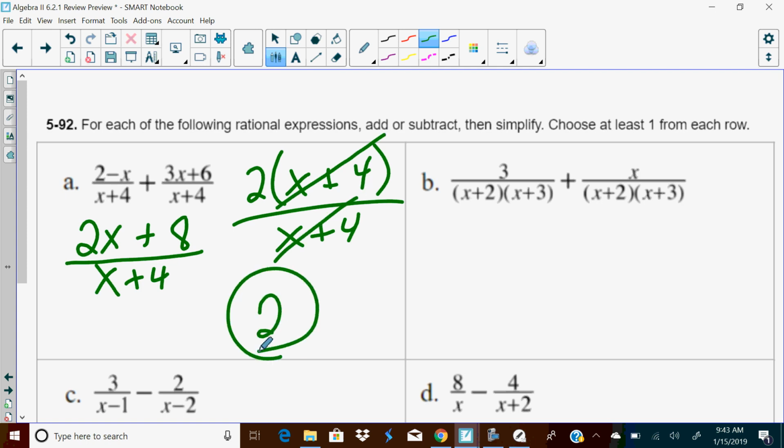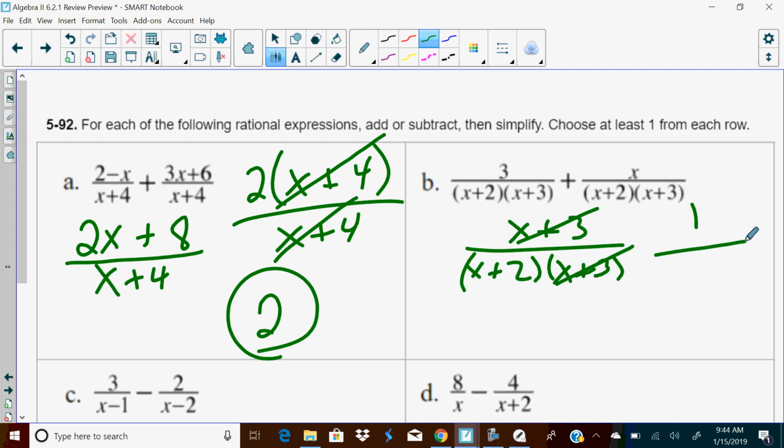For B, I'm going to get 3 plus x, or x plus 3. Then my denominators are already the same. So the x plus 3s are going to cancel, so I'm going to get 1 over x plus 2.